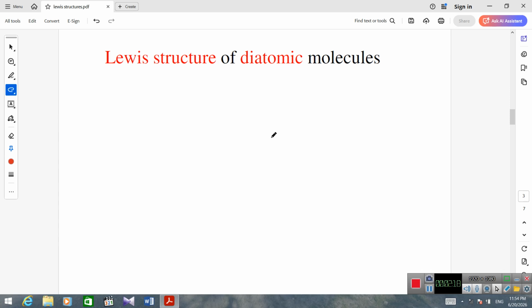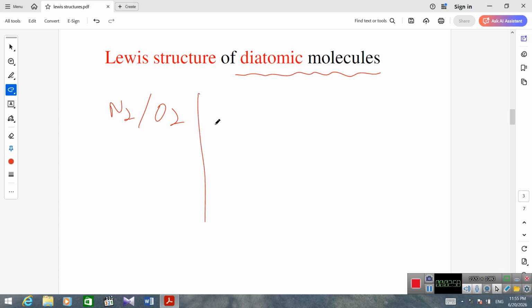But I want to explain the main topic, the Lewis structure of molecules. First, the structure of diatomic molecules, because it's easier than multiatomic. We have no need to select a central atom. In diatomic molecules, one atom is on one side and the other atom is on the other side.